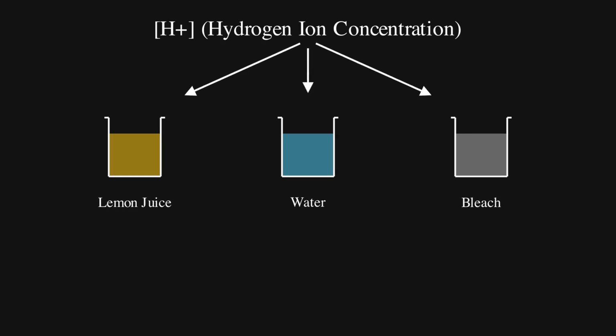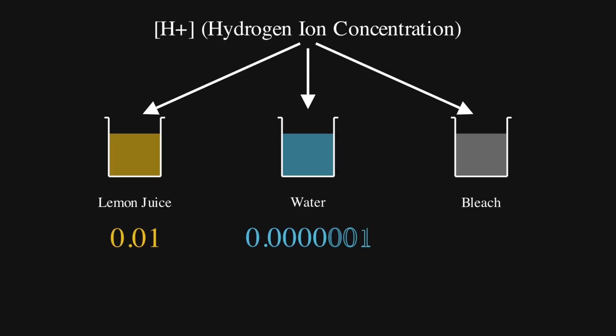If we write out their actual hydrogen ion concentrations in standard decimal form, say in moles per liter, the numbers start to look a bit unwieldy. Lemon juice sits at roughly 0.01. Pure water is 0.0000001. And bleach has a hydrogen ion concentration of about 12 zeros and then a 1.